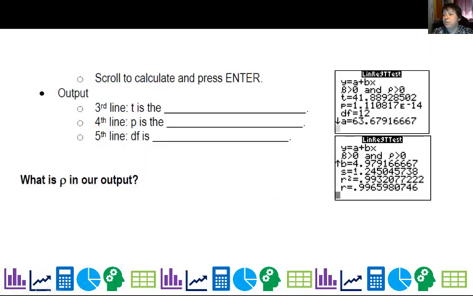Then you'll have your output screens here. The third line is interesting. There's your test statistic, there's your p-value, and there's your degrees of freedom. So that should give you enough to come to a conclusion on your test.